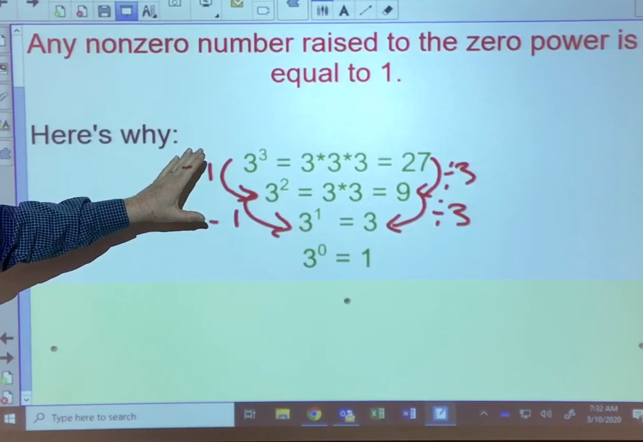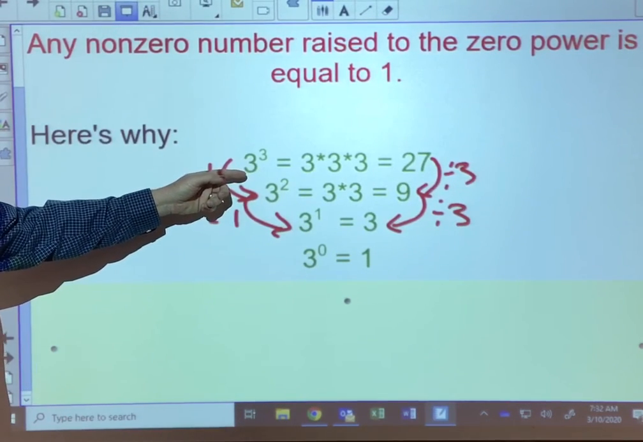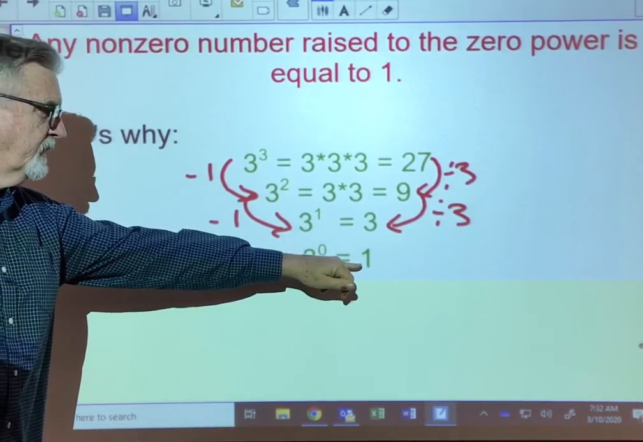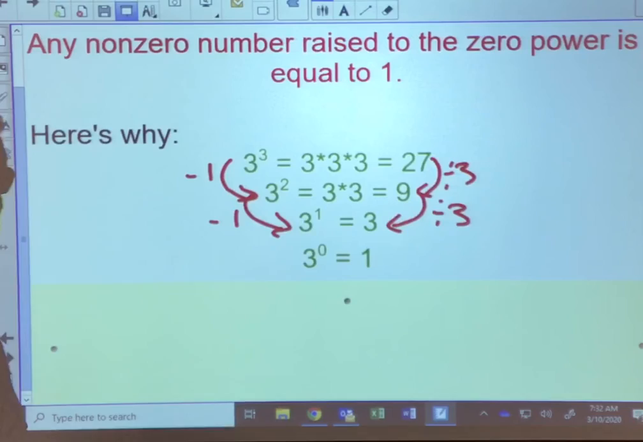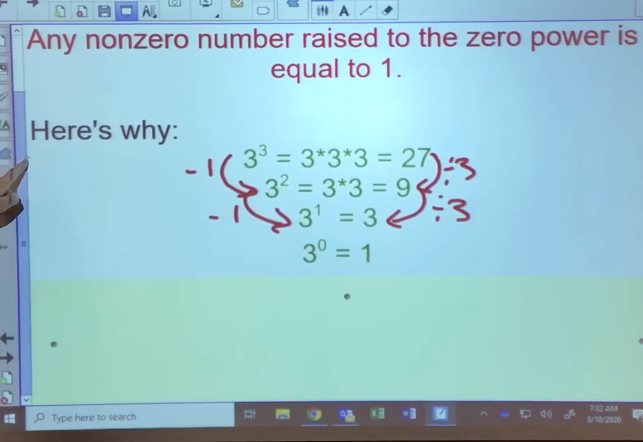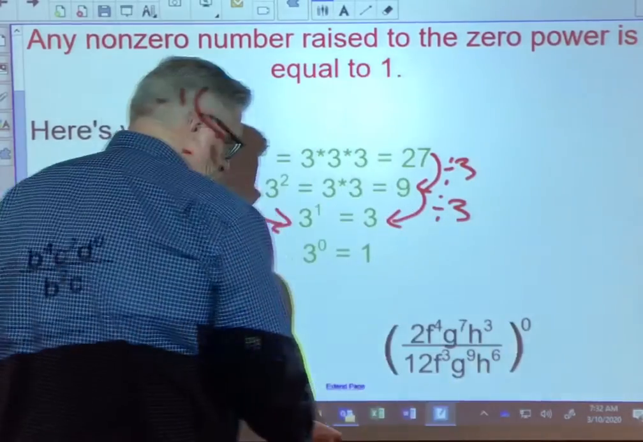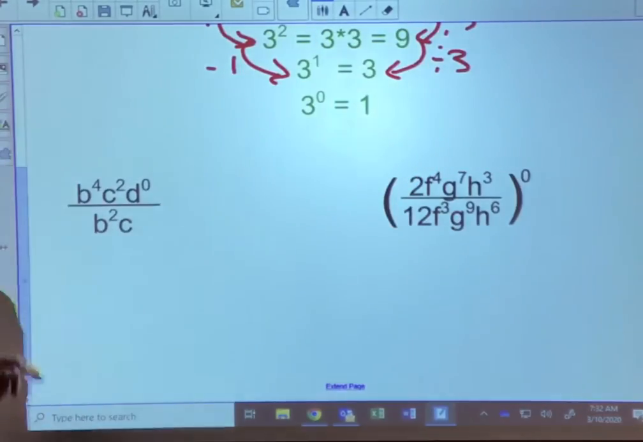You can set this little example up with whatever base you want. And if you apply the same logic, you're going to end up with 1 when you get to the 0 power. Okay? Let's take a look at a couple of examples that I want you to work along with me and get these in your notebooks.